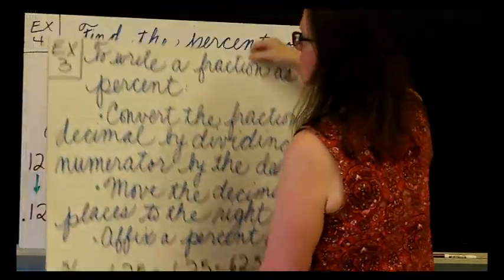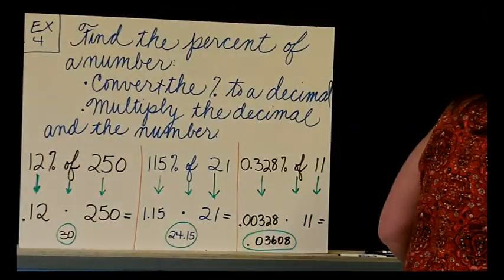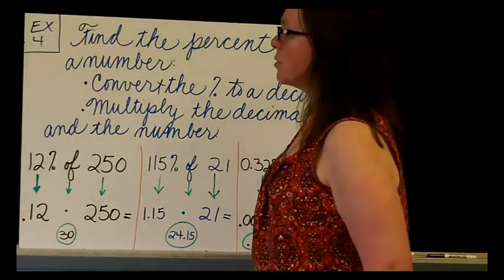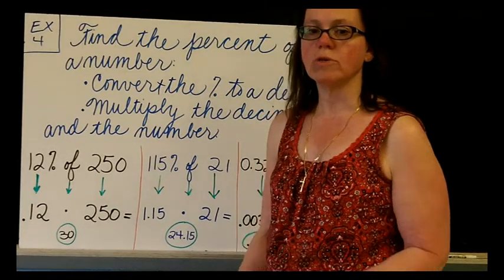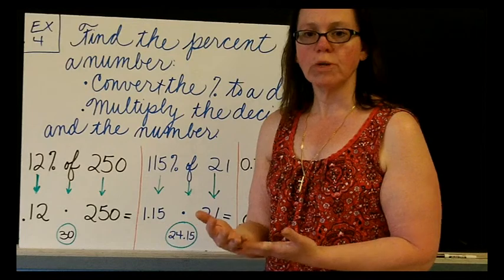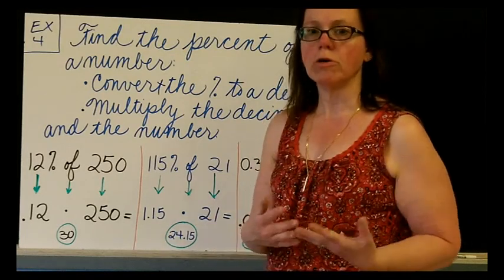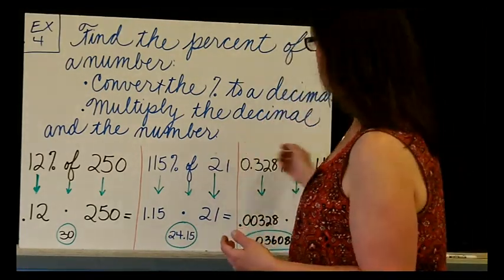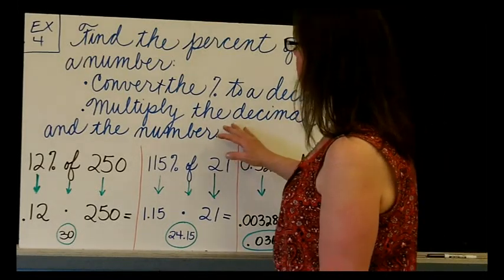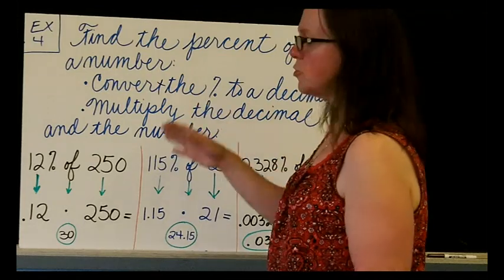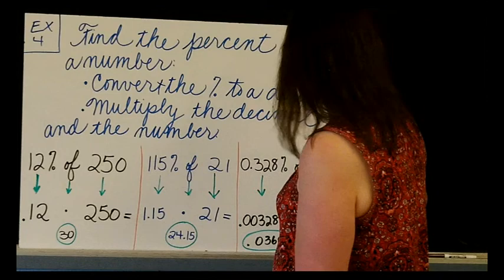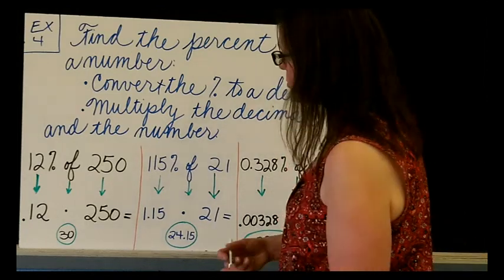And now for our last example. To find the percent of a number, what we learned in the last lesson was setting up a proportion where we had a percent over 100% and our part over our whole. Well, here's a different way to solve the same type of problem. And here are our steps. The first thing we do, if you choose not to use the proportion method, is to convert the percent to decimal. And I have a few examples here.